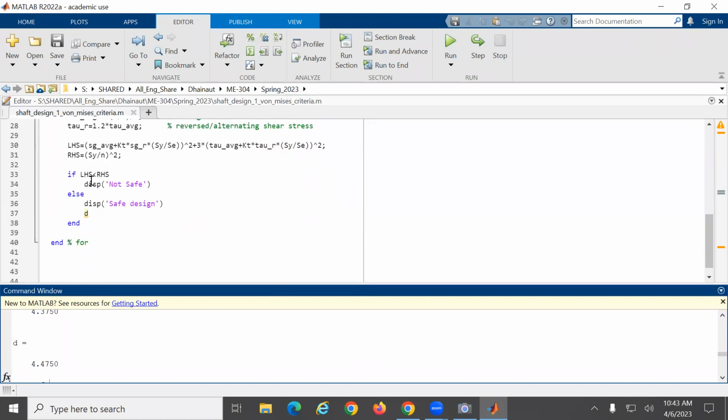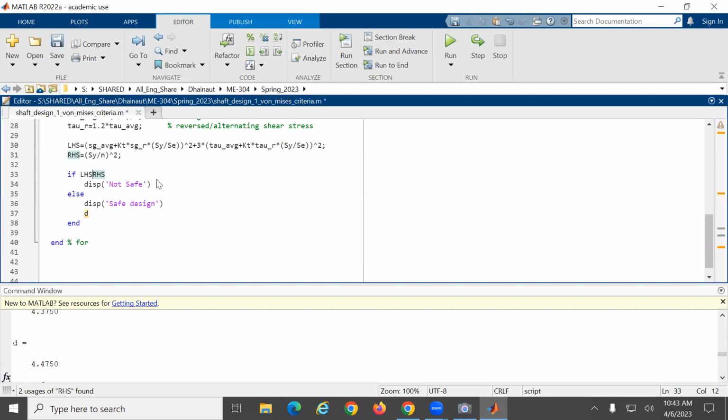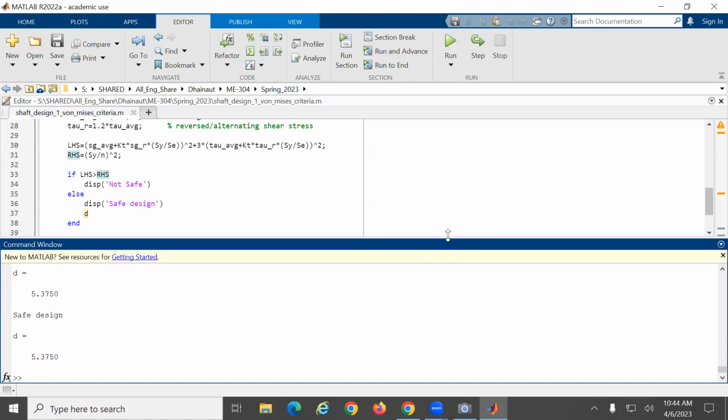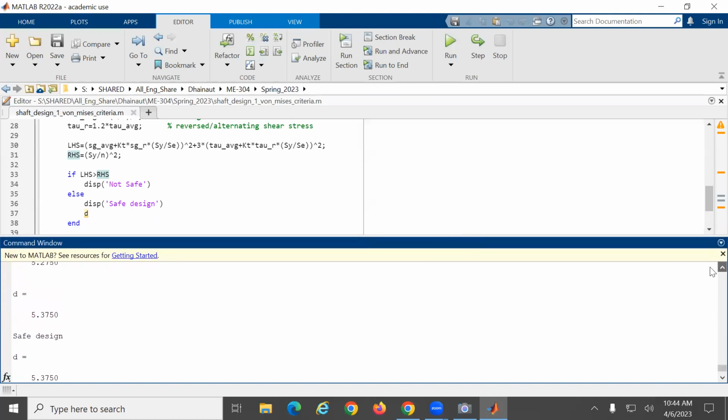If left hand side is lower than right side, it is not safe. Oh, it's reverse. See, I was going too fast. If left hand side is higher, it's not safe, else would be this. There we go. It'll flip everything. So now basically we can say that it's safe starting at... So we do increment of 1.5, safe design, safe design, safe design. So it looks like right away now.